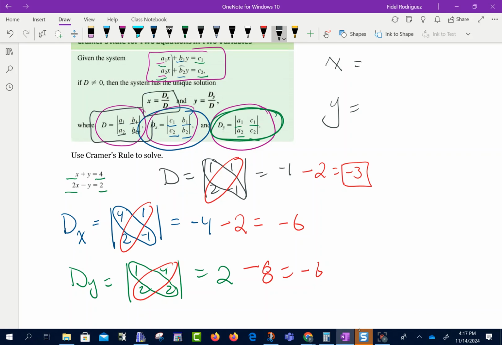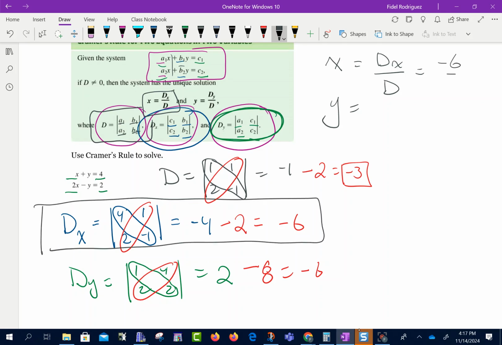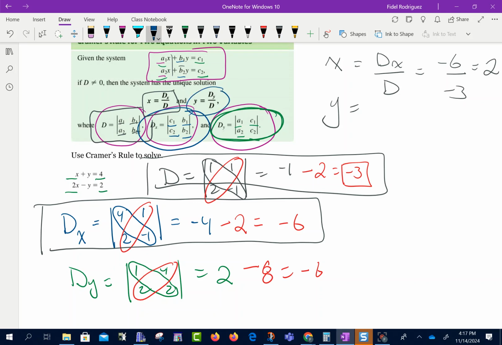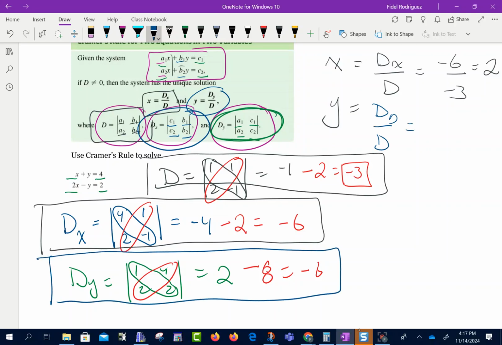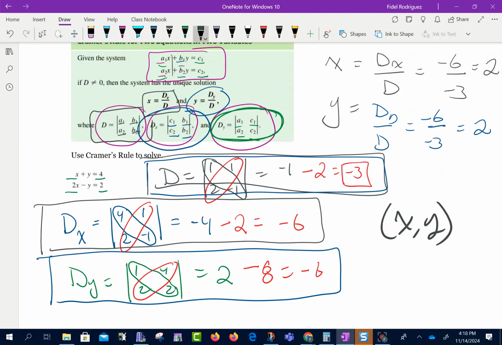The x number right here says we're going to take whatever we got for dx and divide it by d. So here, my friends, my dx number was a negative 6. We're going to divide it by the number that we got for d, which was a negative 3. That's going to give me a positive 2. My y number is going to be dy divided by d. So look at the number we got for dy. We got negative 6. We're going to divide it by the number that we got for d, negative 3, and that's also equal to a positive 2. So remember, my friends, we're looking for the answer as the point x and y, and we're coming up with 2 and 2. Okay.